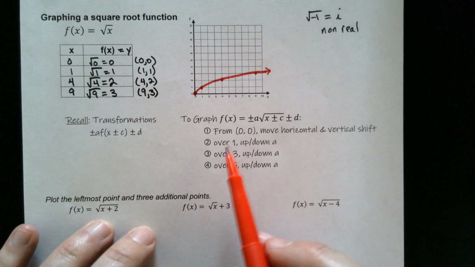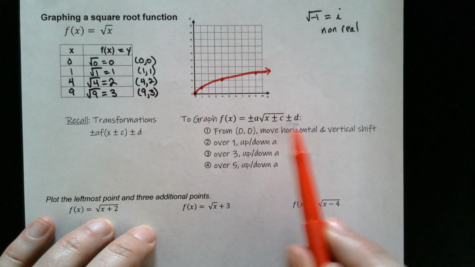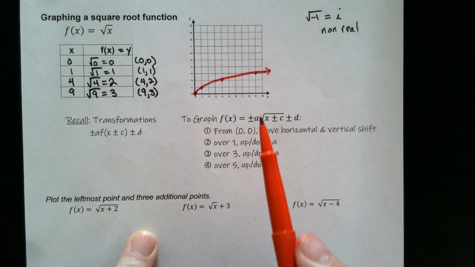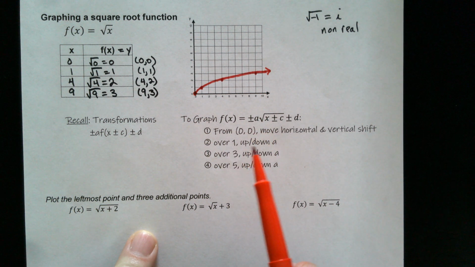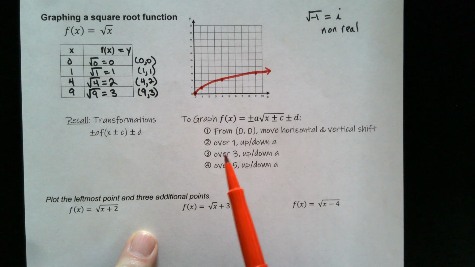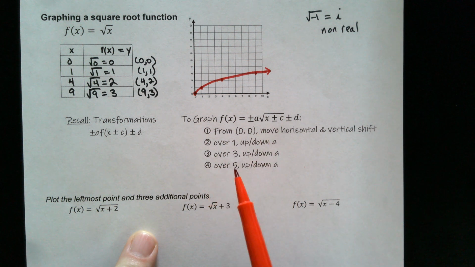It says from 0, 0, we need to do our horizontal and vertical shift. That's the C and the D here. Take care of that. Then figure out what A is. That's the number in front. And if there's no number in front, just assume it's a 1. Then move over 1, that means to the right 1, and then move up or down whatever the A is. Up if A is positive, down if A is negative. Then move over 3 and do it again with up or down with the same A. And then move over 5 and do it again.